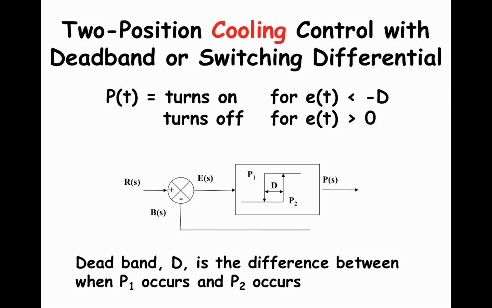Similarly, deadband application also is used in two-position cooling control system, which is shown here. Again, the deadband D is set to be an acceptable range where the system will turn on if ET is smaller than -D, and it will turn off if ET is bigger than 0. And the deadband D is the difference between when P1 occurs and P2 occurs.